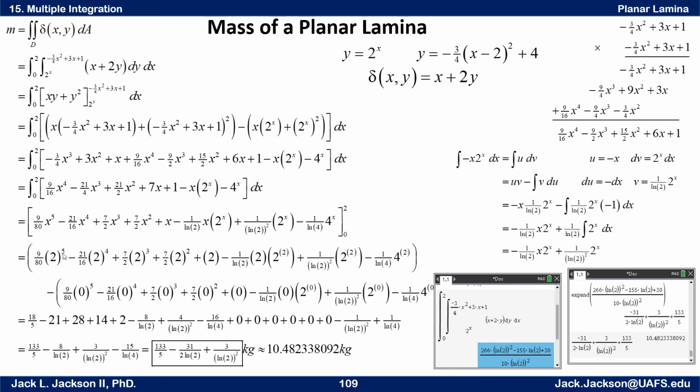2 to the 4th is 16. That cancels the 80 down to 5, and then the other 2 times the 9 is 18. 2 to the 4th is 16, so the 16s cancel, leaving just negative 21. 2 to the 3rd is, well, one of these 2s cancels, leaving 2 to the 2nd, which is 4, times 7 is 28. One of the 2s cancels, leaving 2 times 7 is 14, and there's a 2 there. 2 squared is 4 times 2 is 8, so this is minus 8 over log of 2. This is 4 over log of 2 squared, and this is 16 over log of 4.